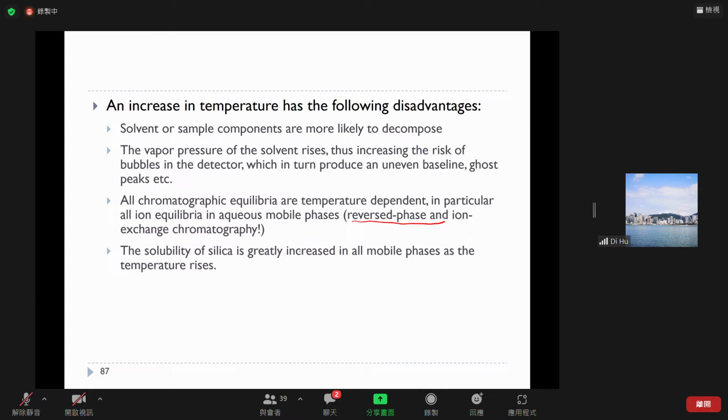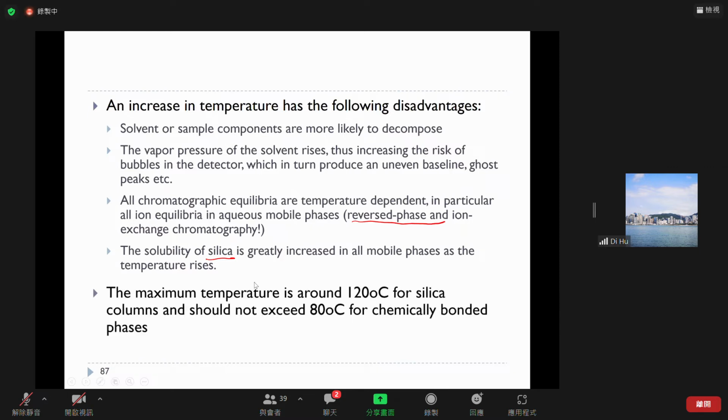And it makes the reproducibility not really that good. And the solubility of silica is greatly increased in all mobile phases as temperature rises. Remember, for the stationary phase, even for partition chromatography, the thin layer of the organic phase is chemically bonded to the support, which is a porous silica particle. So you don't want those solid support silica particles to dissolve, right?